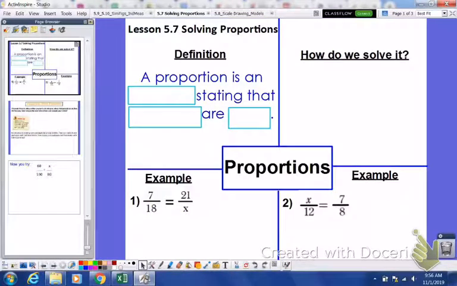Alright, lesson 7. Just covering one lesson this time. In this lesson we're going to be talking about proportions and how to solve them. Before we can talk about solving them, let's talk about what they actually are.